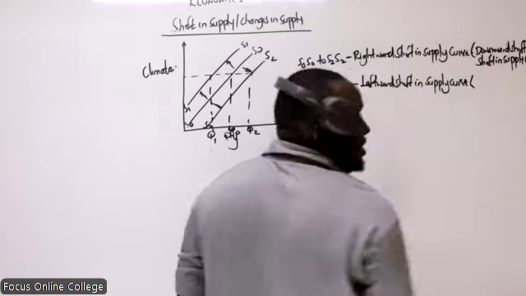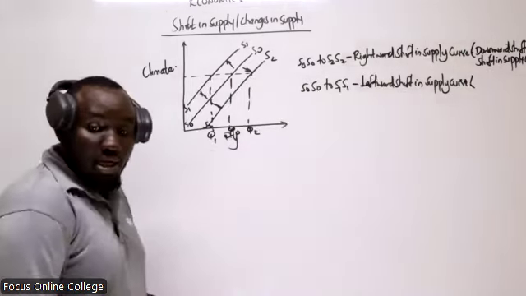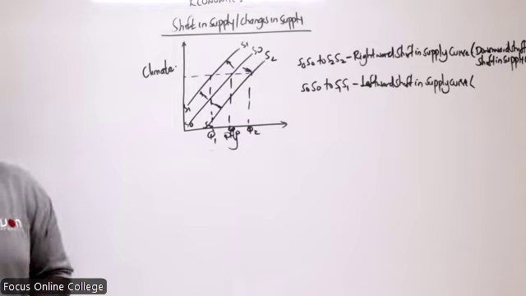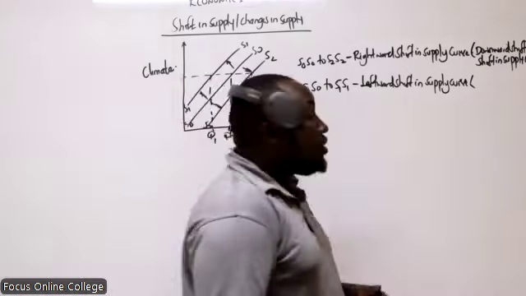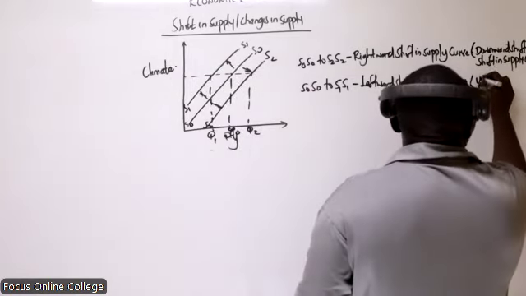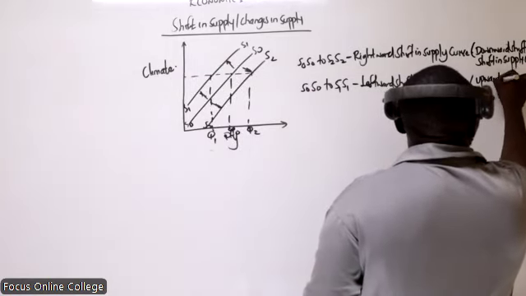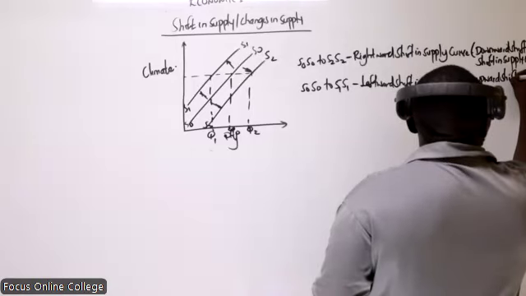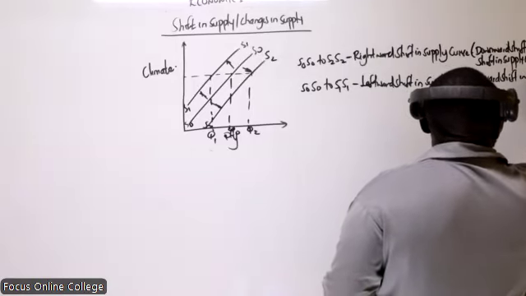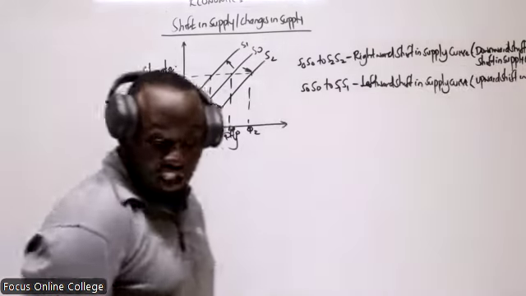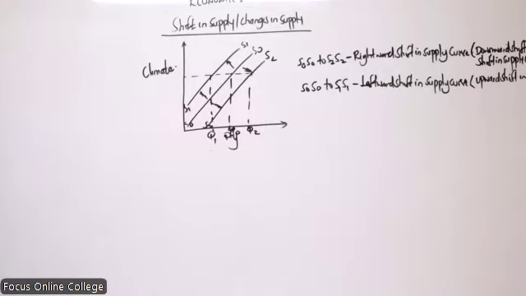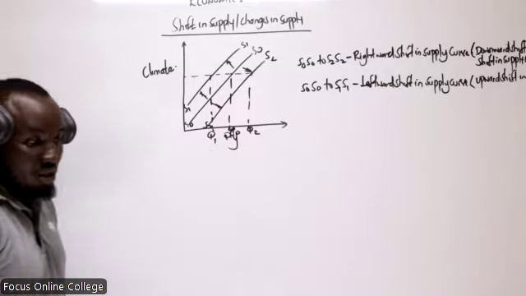So the other name, in an examination, if you get it, the other name is upward shift in supply curve. We also call it the upward shift in supply curve.